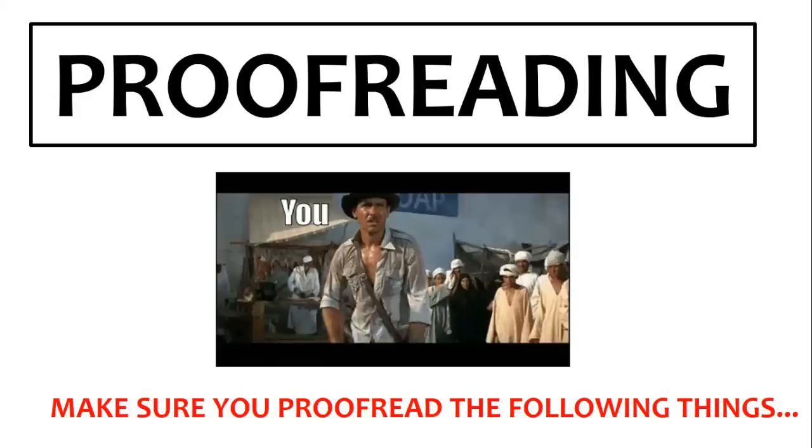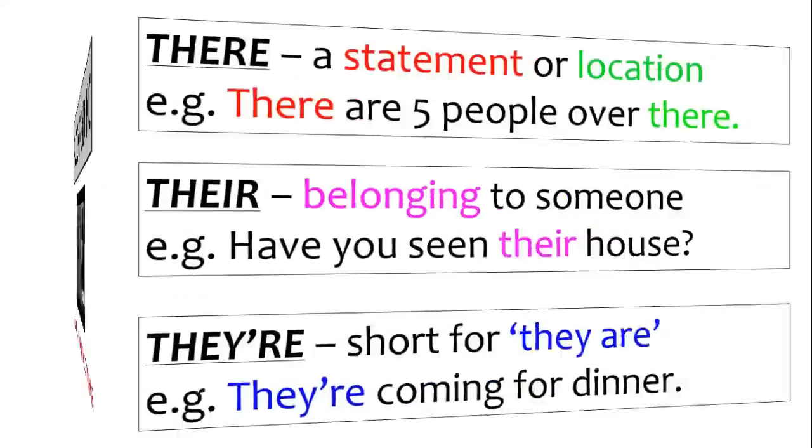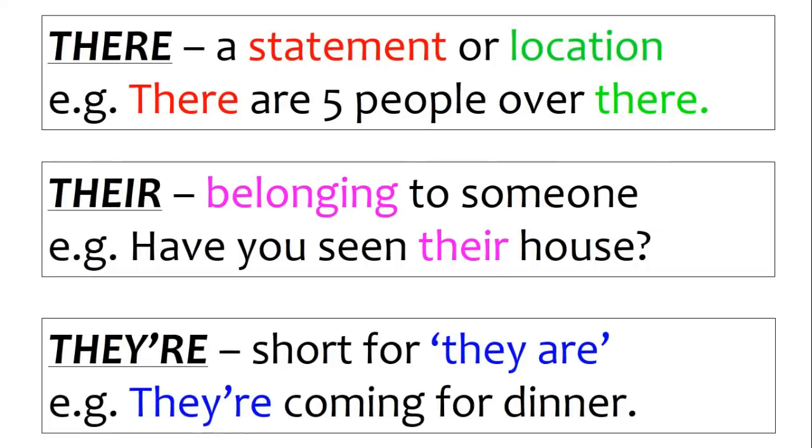First of all, you're going to proofread the following things. Firstly, your there, their and they're. So although you might think, oh, this is easy peasy, you really need to make sure you know it. Okay, so the first there, THERE, is a statement or location. For example, there are 5 people over there. THEIR means belonging to someone. Example, have you seen their house? And THEY'RE with an apostrophe is short for they are. So for example, they're coming to dinner.